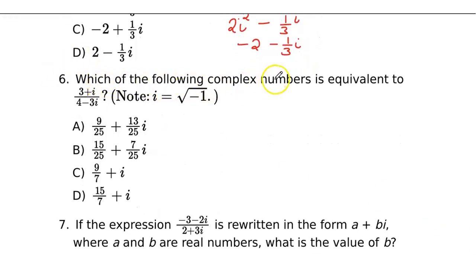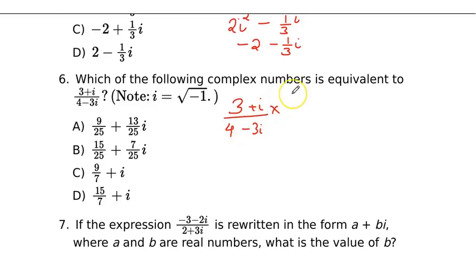Which of the following complex numbers is equivalent to this? Now to solve this type of question, if you remember rationalizing the denominator, we use the same concept here. Because here also what we want is to remove the square of i in the denominator and make it a real number. So we'll practice the same method as we rationalize the denominator.